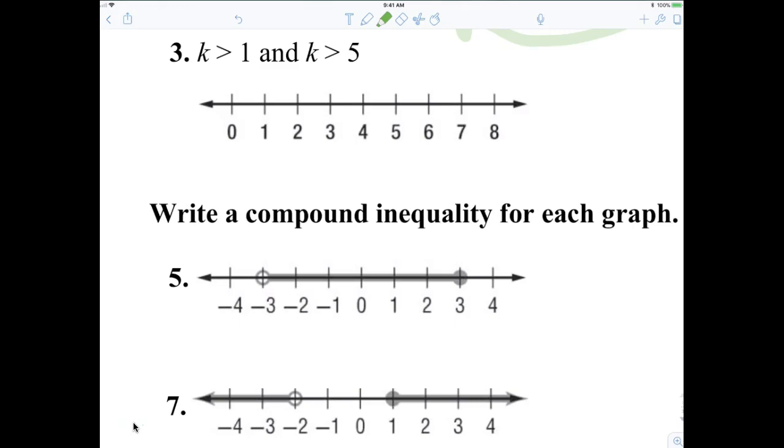Here we go. So, if k is greater than 1, solid dot going in this direction. Then it says k is what? And it says k is greater than 5. All right, let's start with this one because it's going to require some thought.